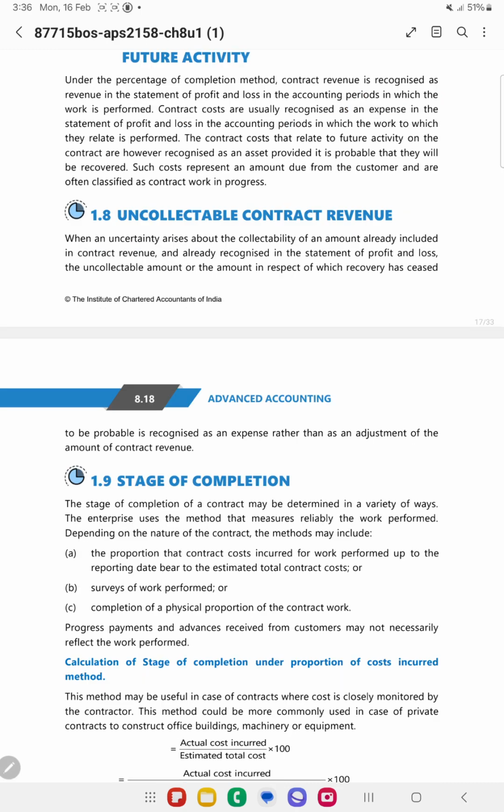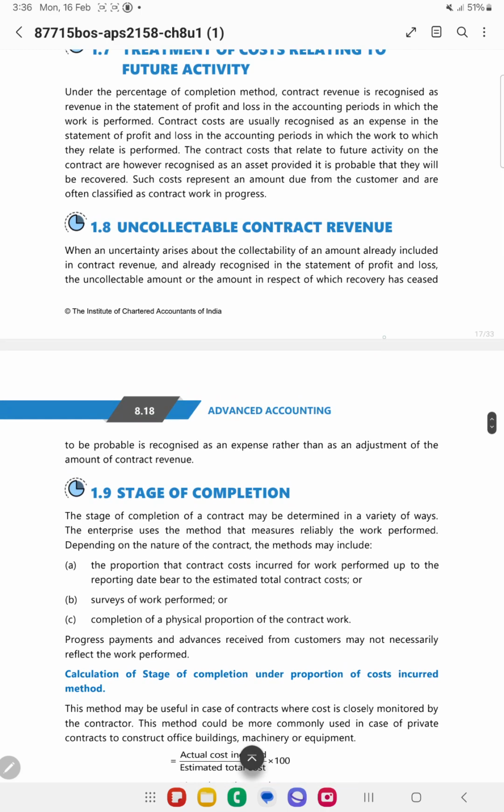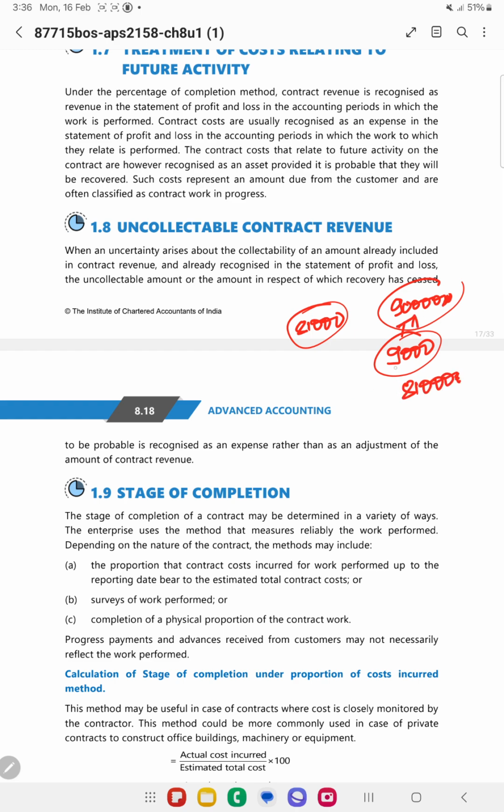Now, for example, you recognize 90,000 as revenue, and 81,000 as contract cost. Now, there is an uncertainty with respect to 9,000 of the revenue. So you can't adjust this 90,000 by way of deduction of the 81,000. However, you need to recognize this 9,000 as cost.